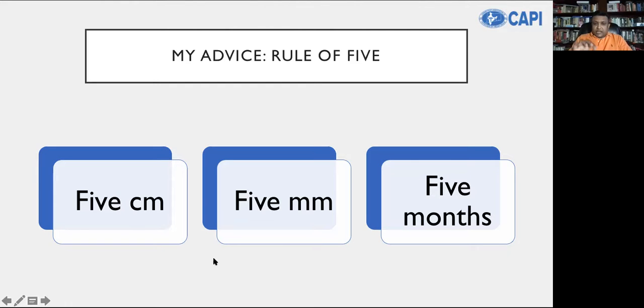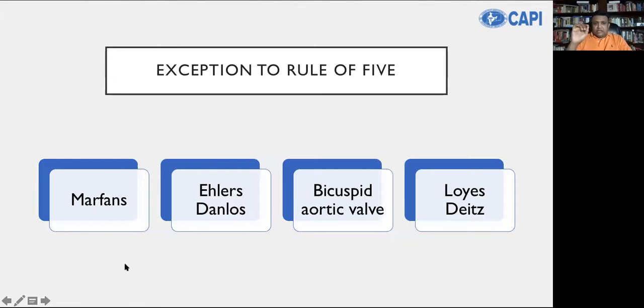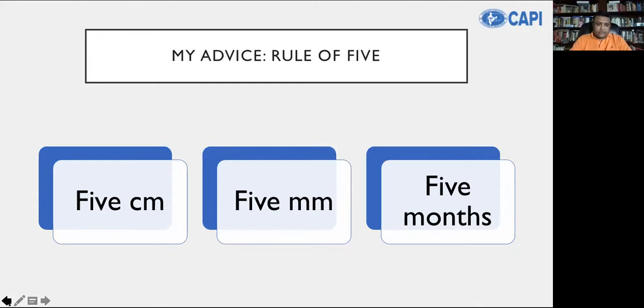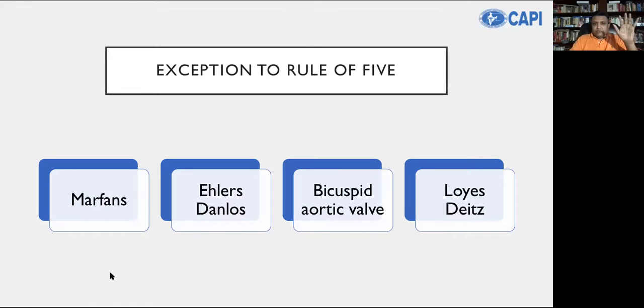The exception to this rule is that if your patient has Marfan's, Ehlers-Danlos, or a bicuspid aortic valve, or Loeys-Dietz syndrome, then you take 5 back. That means instead of 5 centimeter, you start thinking about replacing it when it is 4.5 centimeter. Very easy to remember. These are rules that are applicable to a compliant patient. If you replace the aortic aneurysm electively, the mortality is 1%.